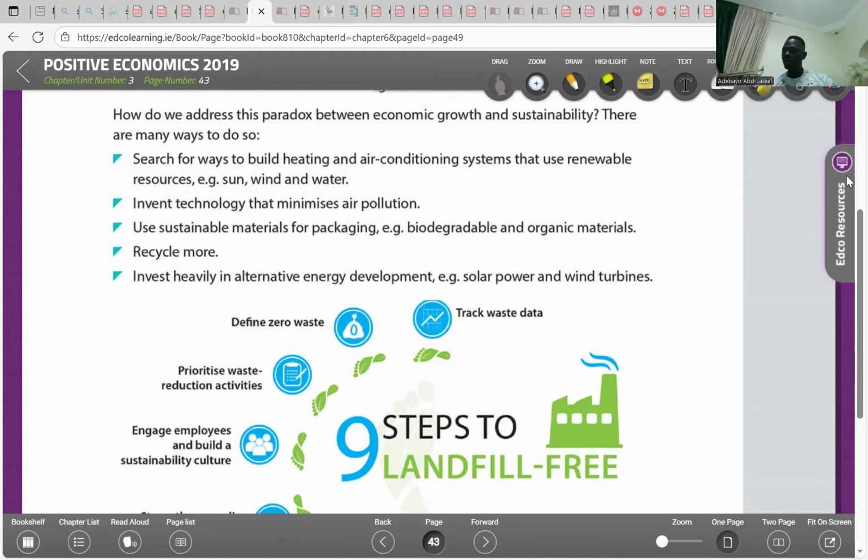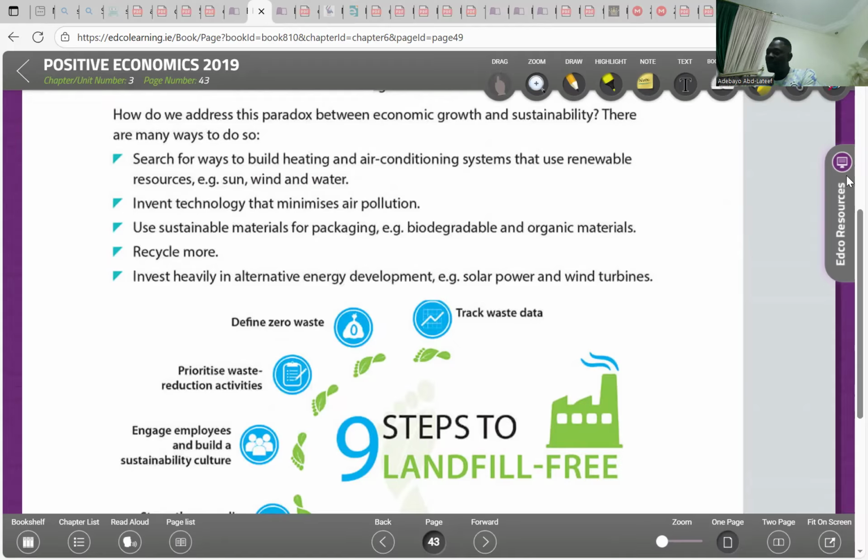What about the third point? I'm going to explain that. The point is how to address the paradox between economic growth and sustainability. Economic growth means output is increasing, but how do we balance this without affecting sustainability? Instead of us using up resources, we use renewable resources.